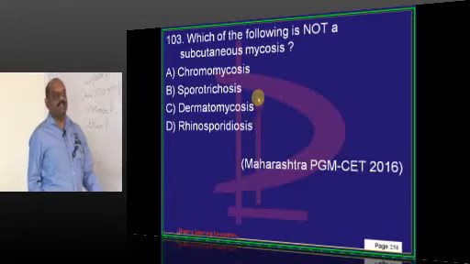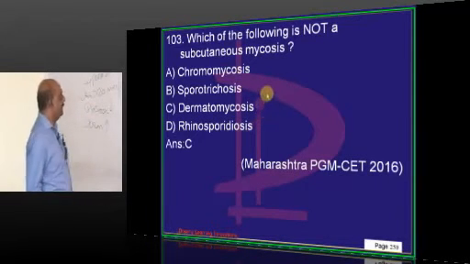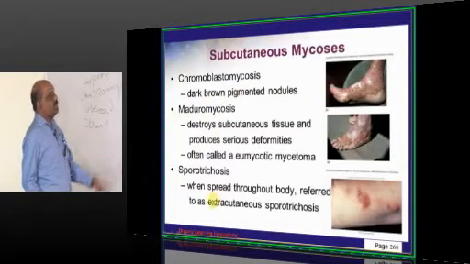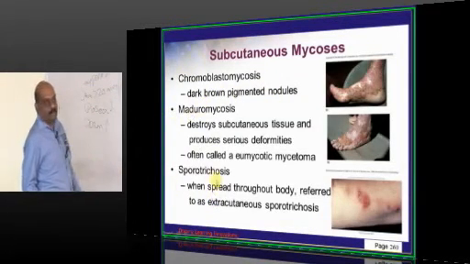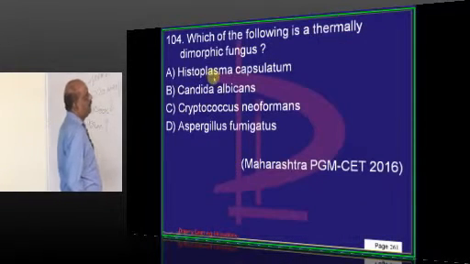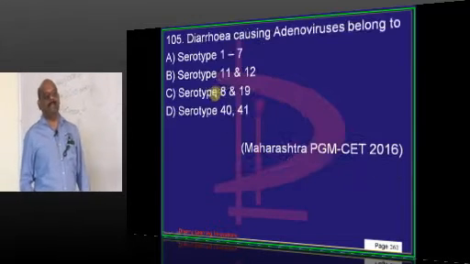This is a little tricky question: which is not a subcutaneous mycosis? Chromoblastomycosis, maduromycosis, sporotrichosis, they are all called subcutaneous mycosis. That is a point we need to appreciate. What is a dimorphic fungus? Expected question. Histoplasma.